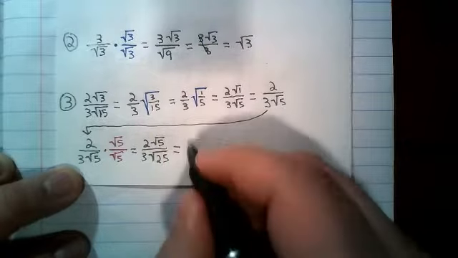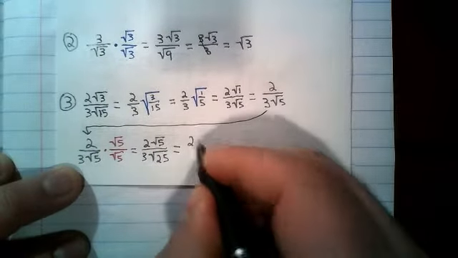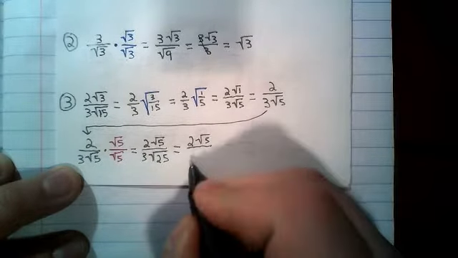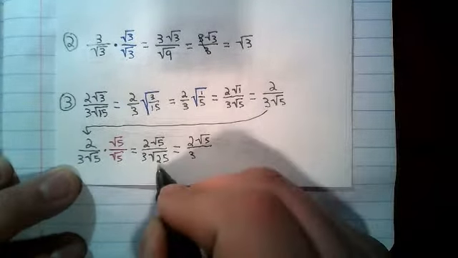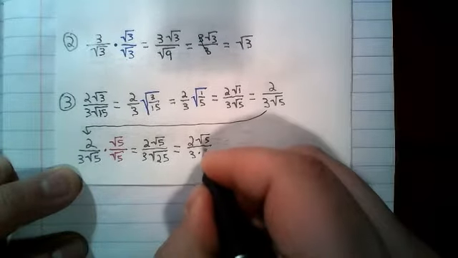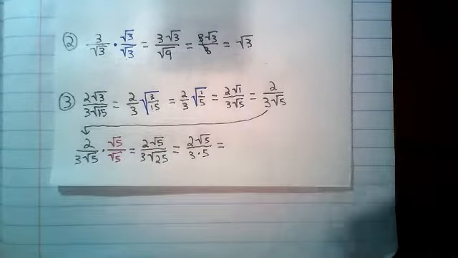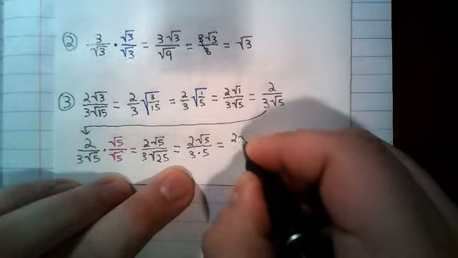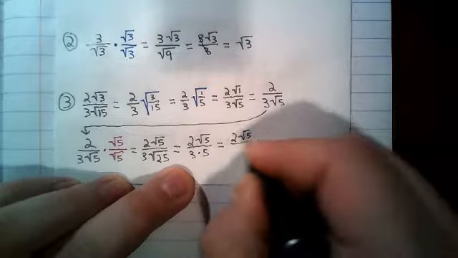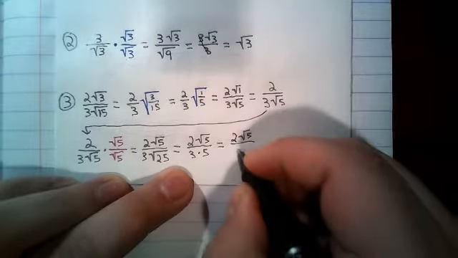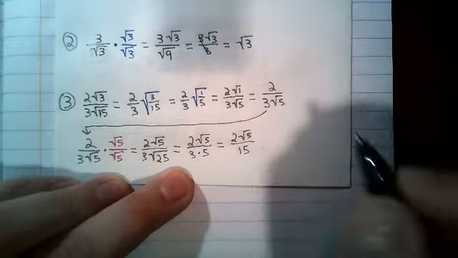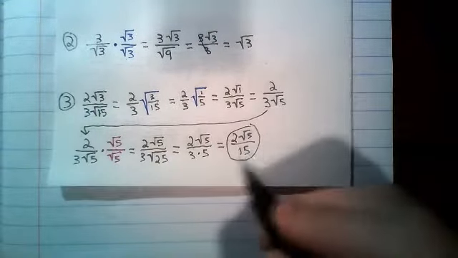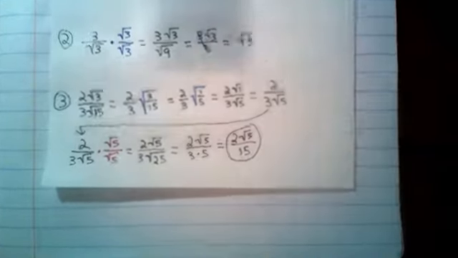And this further changes, because I've got 2 square root of 5 over 3, and the square root of 25 is 5. And I just keep going with my simplifying. The top stays as 2 square root of 5. And the bottom, 3 times 5 is 15. And there's my final answer. No square root symbols in the denominator, so I'm all set.